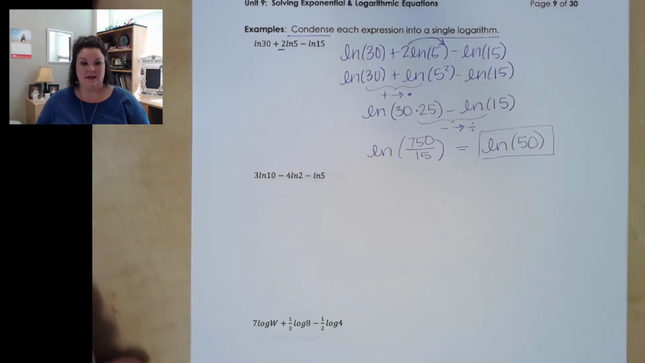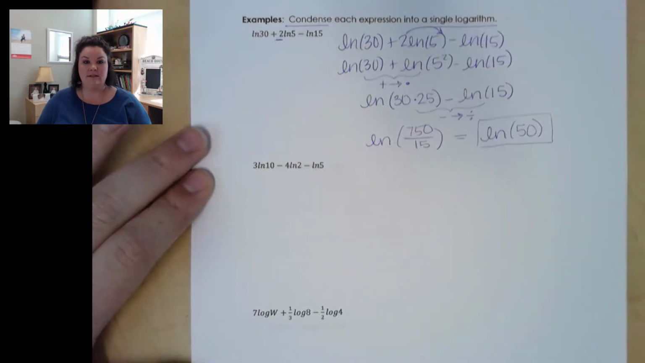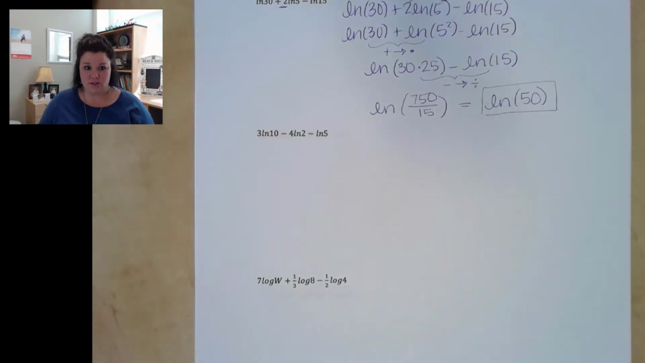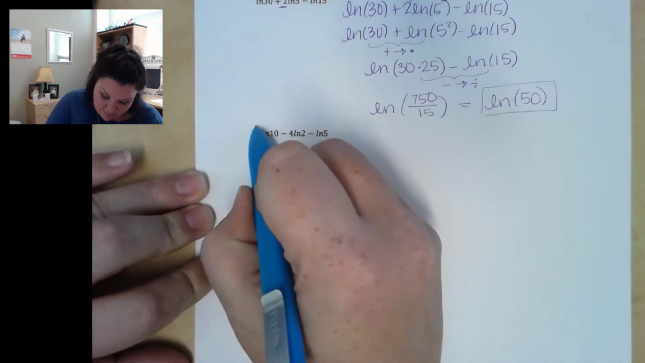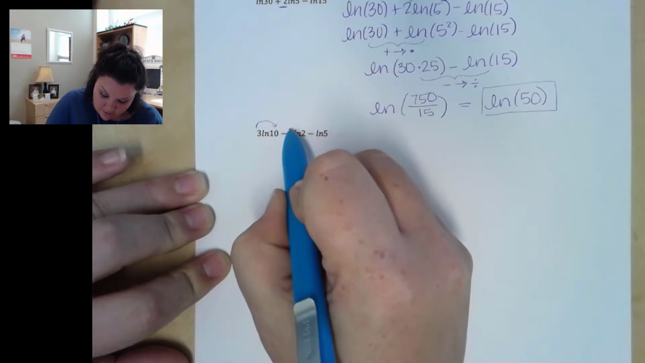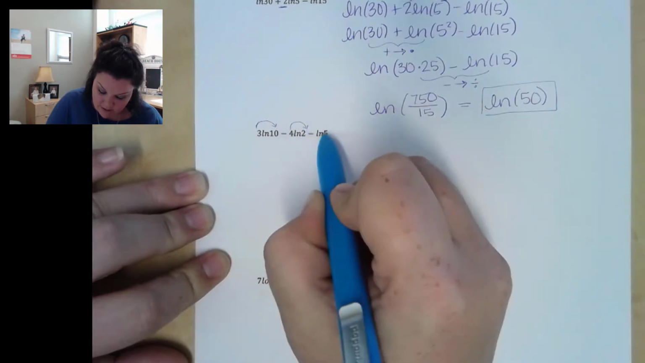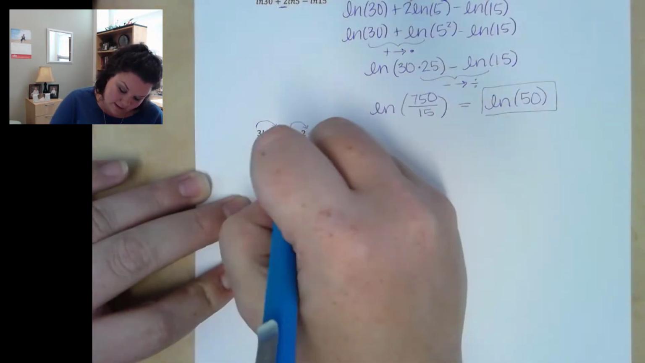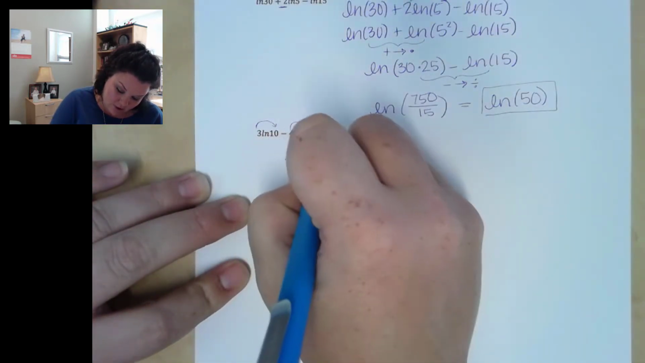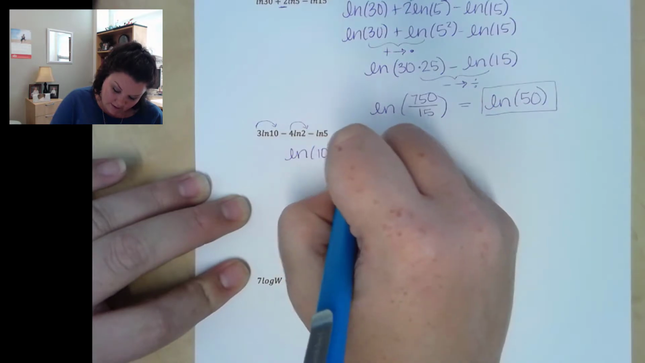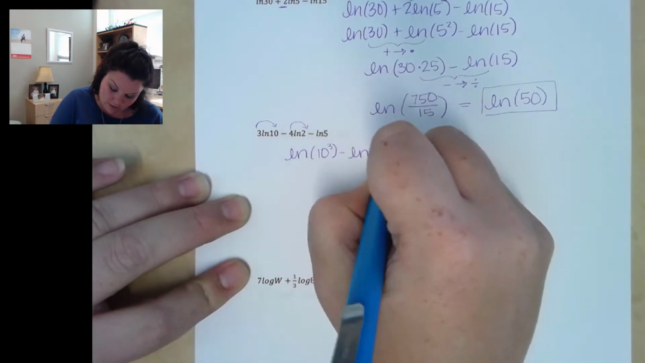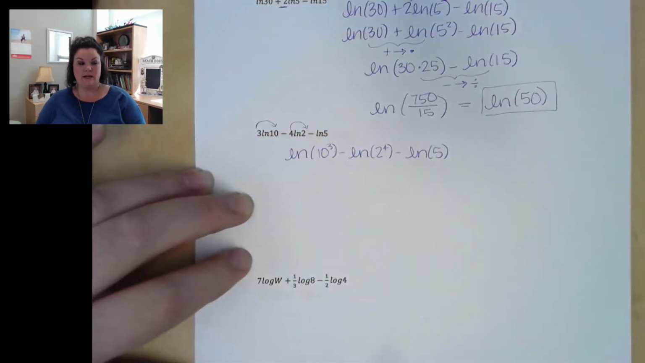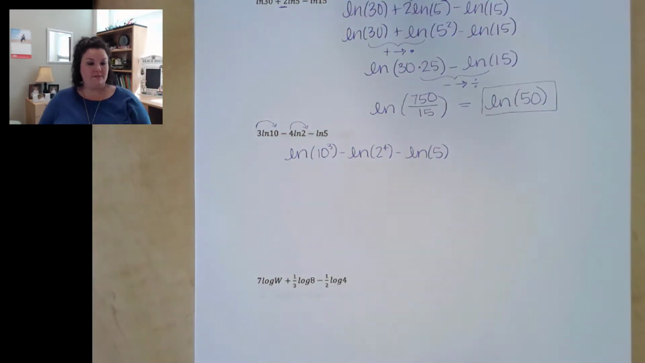Let's look at another one. On this next one, same idea. We want to get rid of coefficients first. So I'm going to put this 3 back up in the exponent. I'm going to put this 4 back up in the exponent, and the last one didn't have one. So this is going to give me ln of 10 cubed minus ln of 2 to the 4th minus ln of 5.